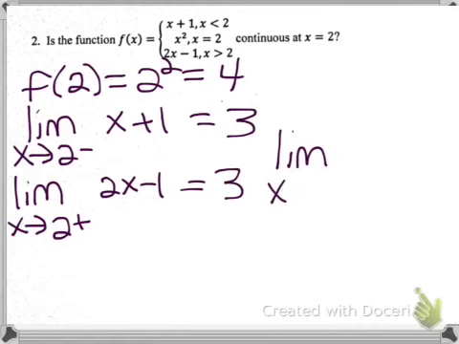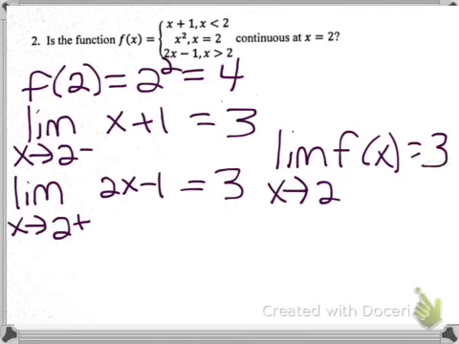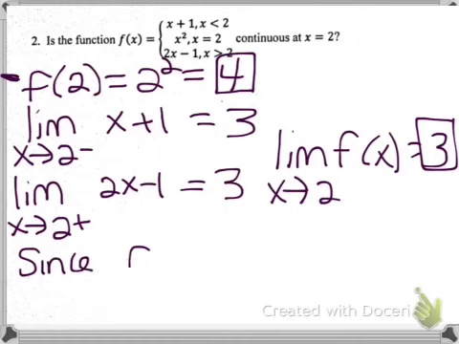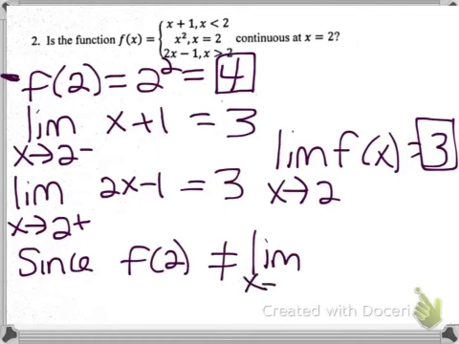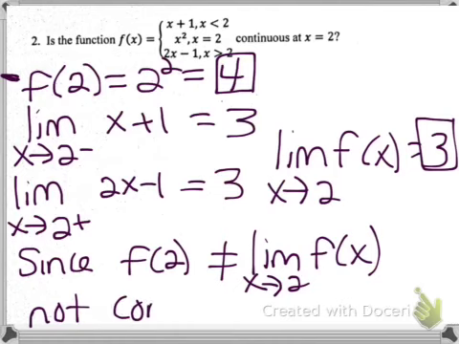Therefore, the limit as x approaches 2 of my function is 3. Now, I have the function exists and the limit exists, but they are not the same, so therefore it's not continuous. Since f of 2 doesn't equal the limit as x approaches 2, it's not continuous at 2. Not continuous at x equals 2.